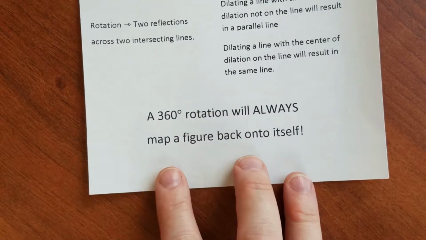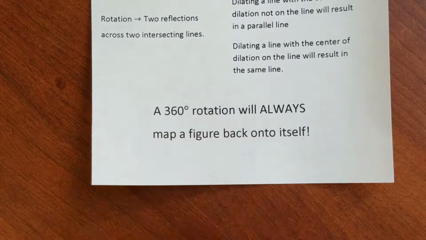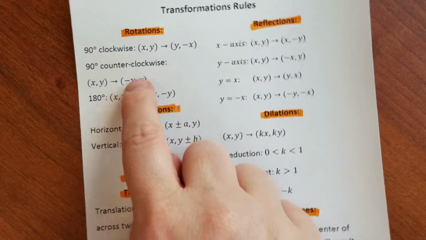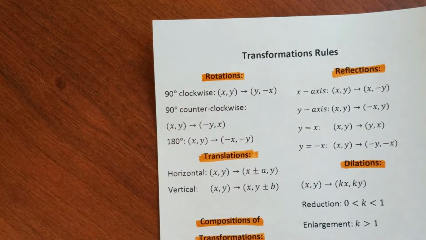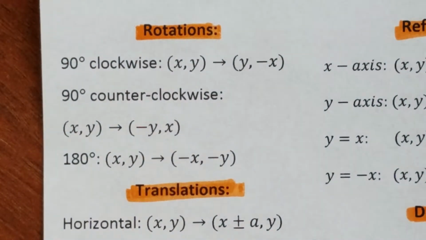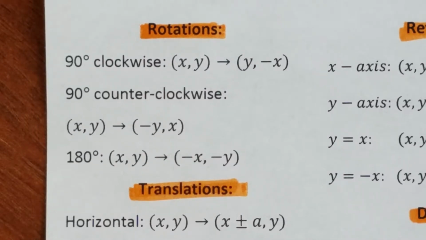and how they are related to reflections. And also, again, as we discussed in our last video, a 360-degree rotation will always map a figure back onto itself, so that's just a nice fact that you want to have memorized. So for the rules here, we have all of our rules for rotations. We have 90 degrees clockwise, 90 degrees counterclockwise, and 180 degrees, which can go either way. It doesn't matter, as we talked about in class.